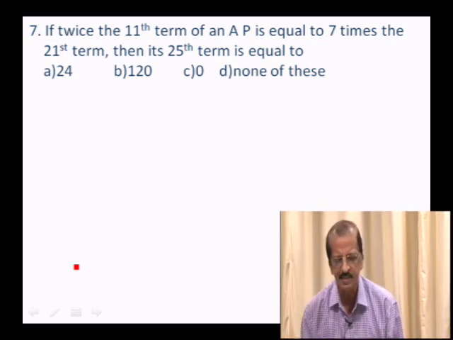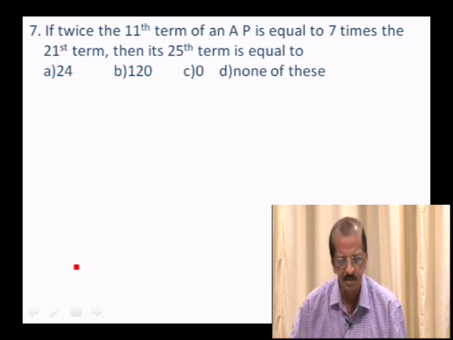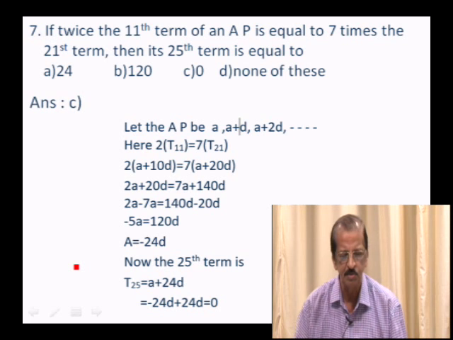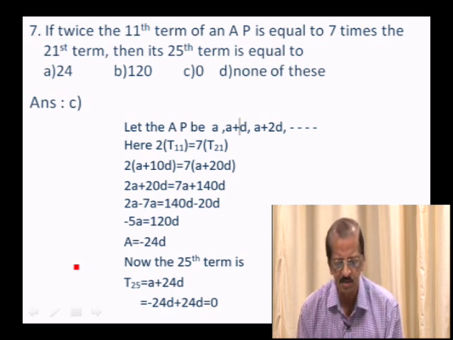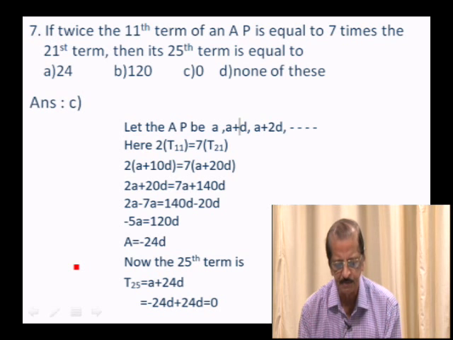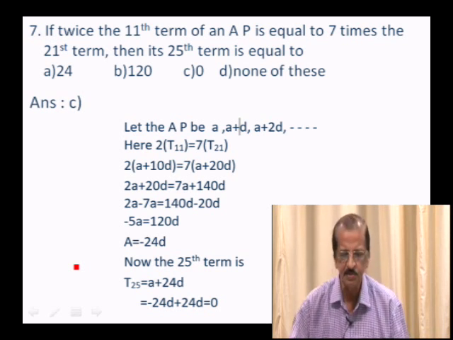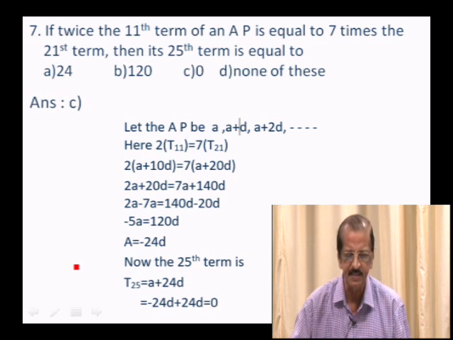Seventh one, twice the 11th term of an AP is equal to 7 times the 21st term. Then its 25th term is also equal to. So, here this also in the same manner you can just work out. You know these two terms. 2 into T11 is equal to 7 into T21. 2 into (a plus 10d) is equal to 7 into (a plus 20d). So, if you simplify, you get a equals minus 24d. Now, the 25th term T25 is equal to a plus 24d. So, minus 24d plus 24d, that's equal to 0. So, the option is once again C, 0.